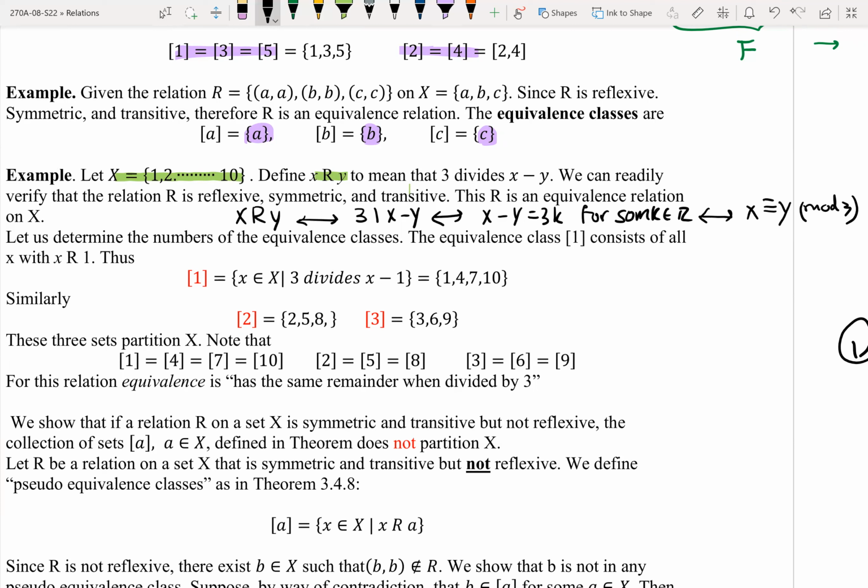Isn't it interesting? It's really the same relation, just a different way of saying it. So when you see 3 divides x minus y, it basically means x is equivalent to y, or has the same remainder as y in mod 3. Do you agree with this, based on the mod definition? Okay, yes, 4 and 1. And then it just continues up to 10.